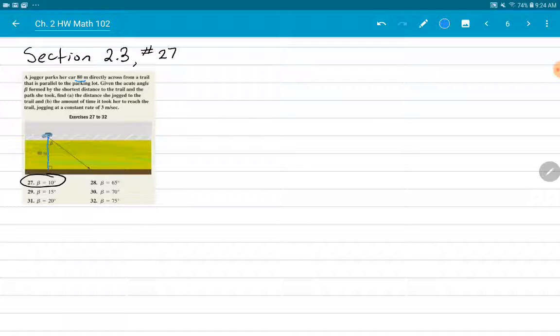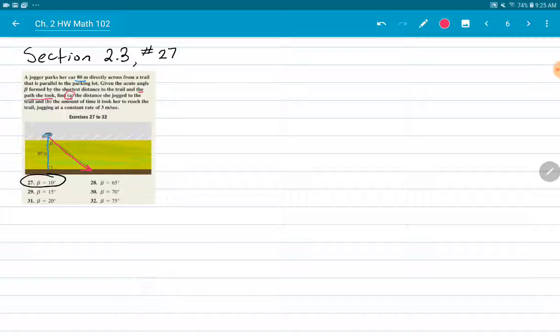And we're given the acute angle beta, which is formed by the shortest distance to the trail, that's the 80 meters, and the path she took. So the path she took, she kind of cut across here, and that's the path she took. So our question is, A, find the distance that she jogged to the trail. So that is that red line. So A is the red line.